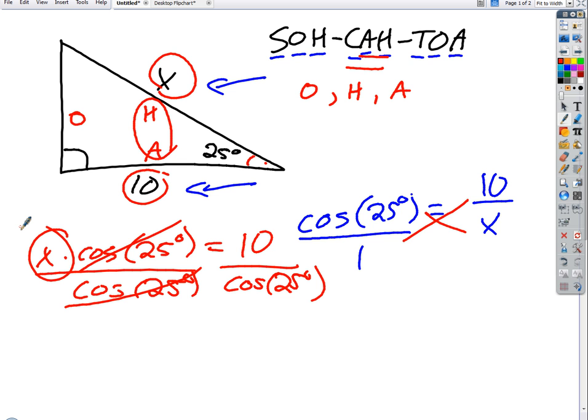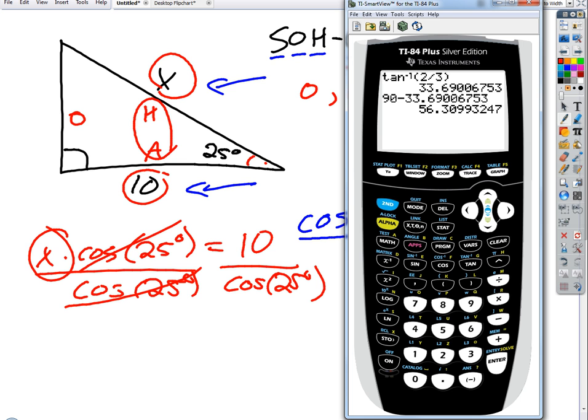How do I do that on a calculator? Easy. Especially if it's a graphing calculator. All I have to do is just say 10 divided by, and then there's my cosine button, right? I got to make sure it's in degrees mode, right? If you're not sure how to do that, you can get to the lab, ask me.